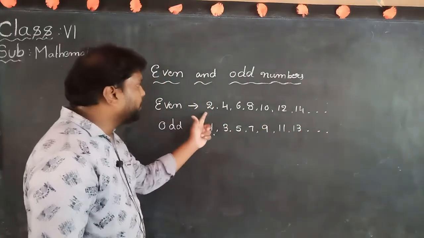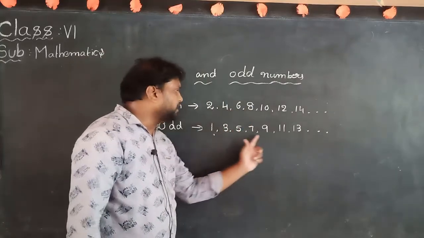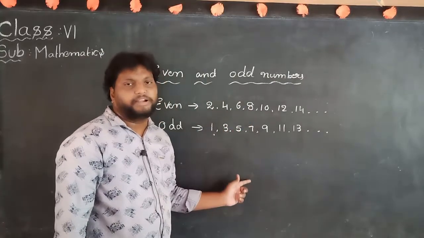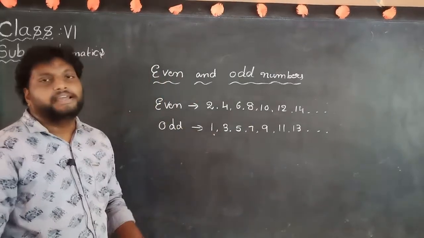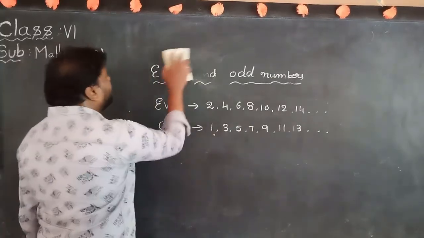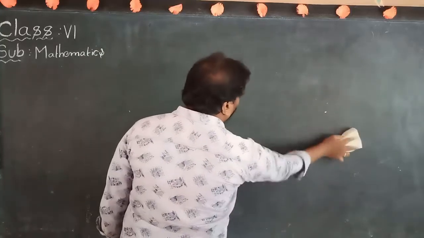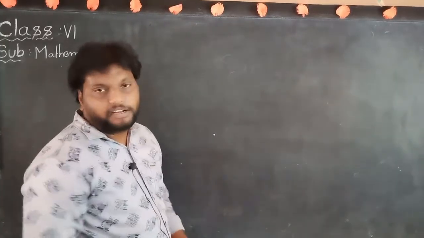Each and every one of these numbers is divisible by 2, and the numbers not divisible by 2 leave remainder 1. That's why these numbers are called odd numbers, and these numbers are called even numbers. Okay. Next, twin primes and co-primes.